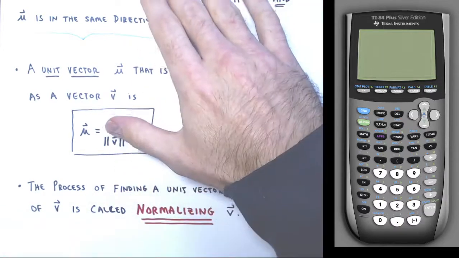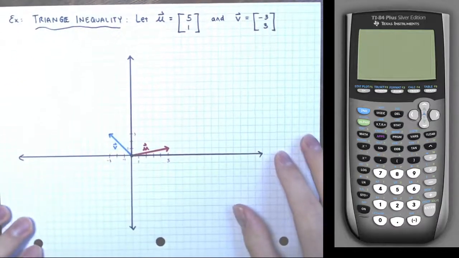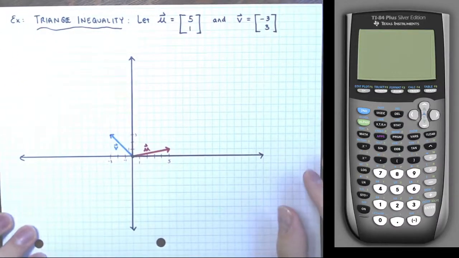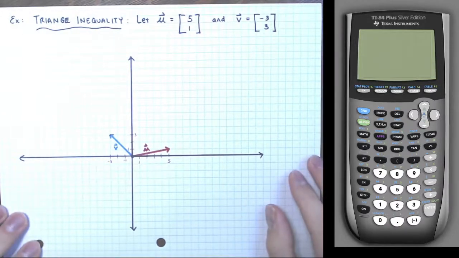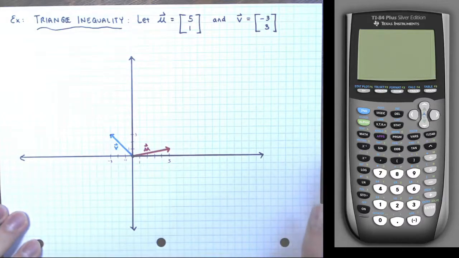Okay, so a lot of stuff there involved with the homogeneity property: how to change the length of a vector by multiplying it by a scalar, and how that leads us to unit vectors. Then I wanted to get into a demonstration of the triangle inequality. The triangle inequality says the norm of u plus v is less than or equal to the norm of u plus the norm of v.